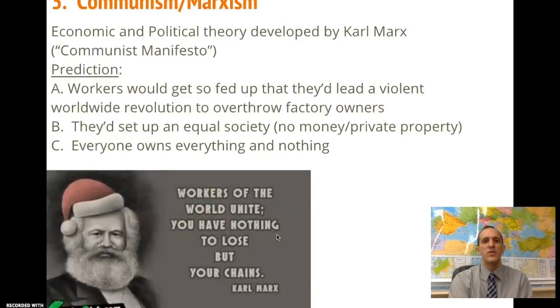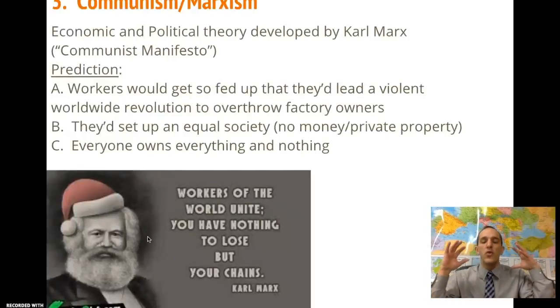Also, we have one other theory that comes up. This is called communism or Marxism. This is an economic theory. It was developed by a guy named Karl Marx. This is his picture down here. He wrote a famous pamphlet along with his buddy Friedrich Engels called the Communist Manifesto. Basically, he was a historian and sociologist, and he said he studied history.